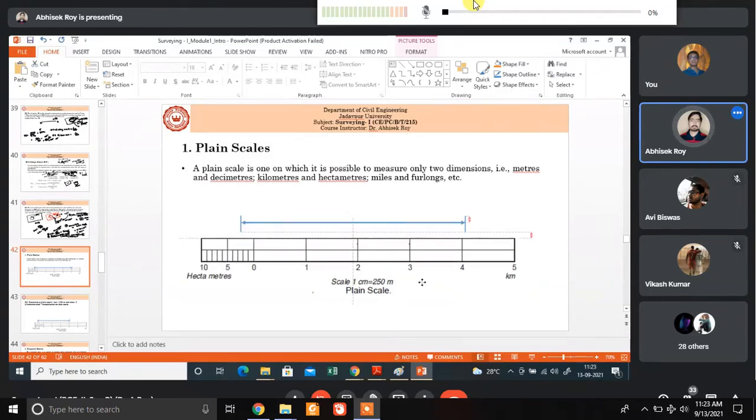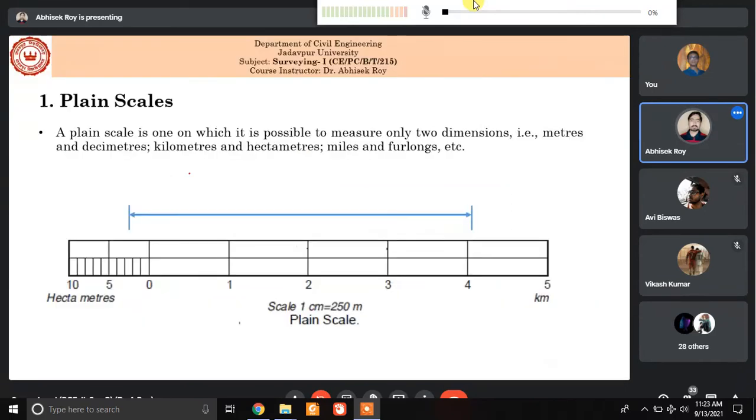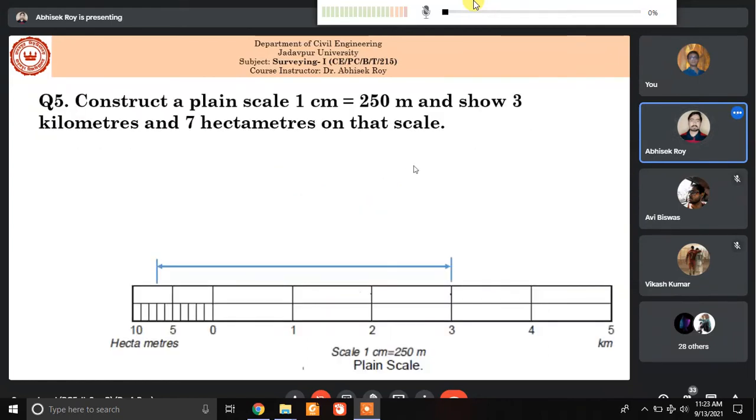Yes, sir. Okay, so the length of AB is 4 kilometer 3 hectometer. So this sort of two dimension measurement means, if you are measuring kilometer, 1/10 of that is possible. That can be done in a plane scale. Okay, so I guess this is clear.